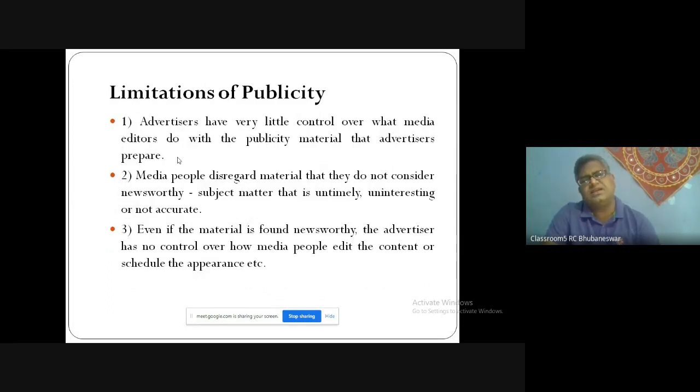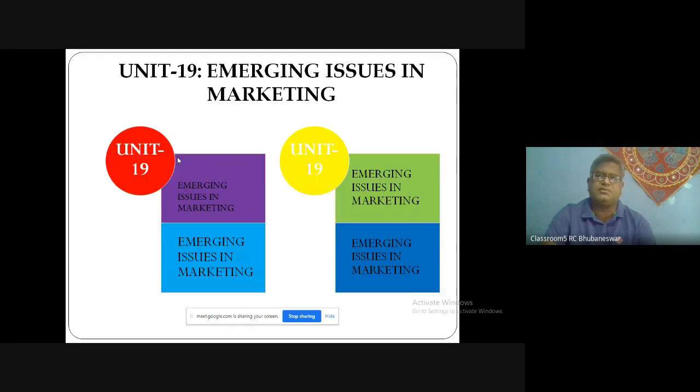Another one is the negative points of publicity. What are the disadvantages? Sometimes there is little control over the media. Sometimes they can produce untrustworthy, uninteresting or inaccurate information, and sometimes there is no control over how the media people edit the content. That is also a limitation of publicity.